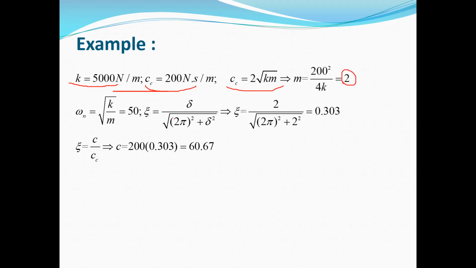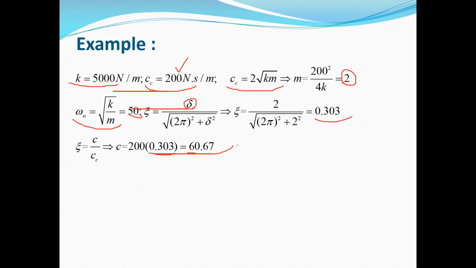The next step, we need to obtain the natural frequency of the system. The natural frequency is equal to the square root of k divided by m. We have k, which is 5,000, divided by 2, which is 2,500. The square root of 2,500 is equal to 50. So the natural frequency is 50 radian per second. And we have the delta, the logarithmic decrement. We can obtain the damping ratio, which is equal to 0.3. This is an underdamped system. And we can obtain also c, which is equal to the damping ratio times the critical damping constant. The critical damping constant is 200, and the damping ratio is 0.303, and we can calculate c.